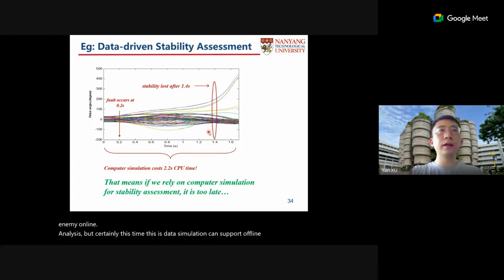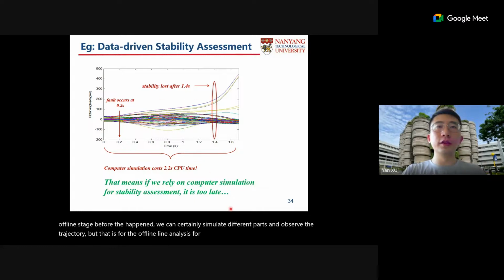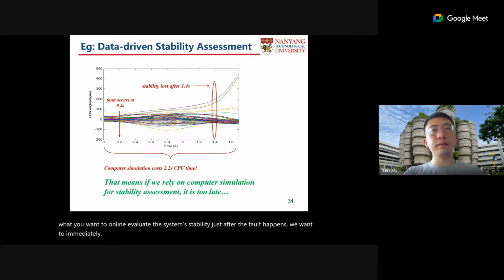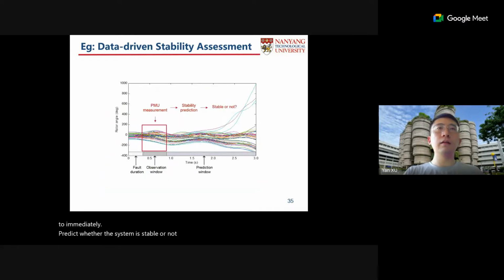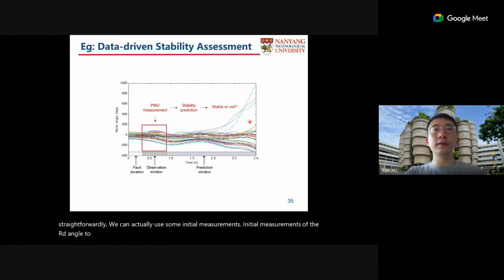At the offline stage, before the fault happens, we can certainly simulate different faults and observe the trajectory. But that is for the offline analysis. For online applications, the simulation is not enough. So what if we want to evaluate the system's stability online? Just after the fault happens, we want to immediately predict whether the system is stable or not. What can we do? Very straightforwardly, we can use some initial measurements of the rotor angle to predict its future status.